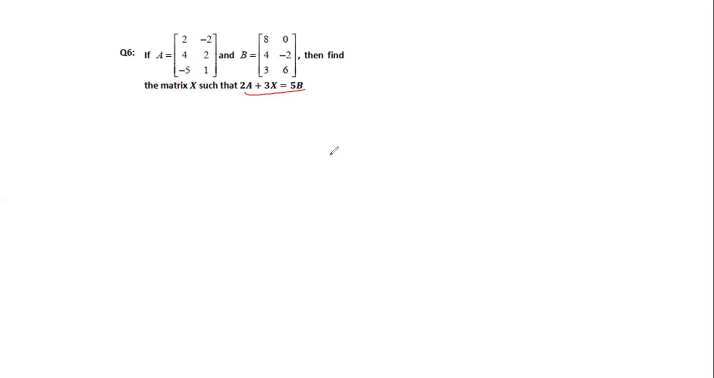How will we do that? Just replace the value of A here and multiply with 2. Take the values of matrix B and multiply by 5. X is missing. So after that, just shift the value of 2A to the right, and then subtract it from 5B. You will get the value of 3X. Then divide both sides by 3, or multiply by 1 over 3 on both sides. So you will get X. So let us start it.